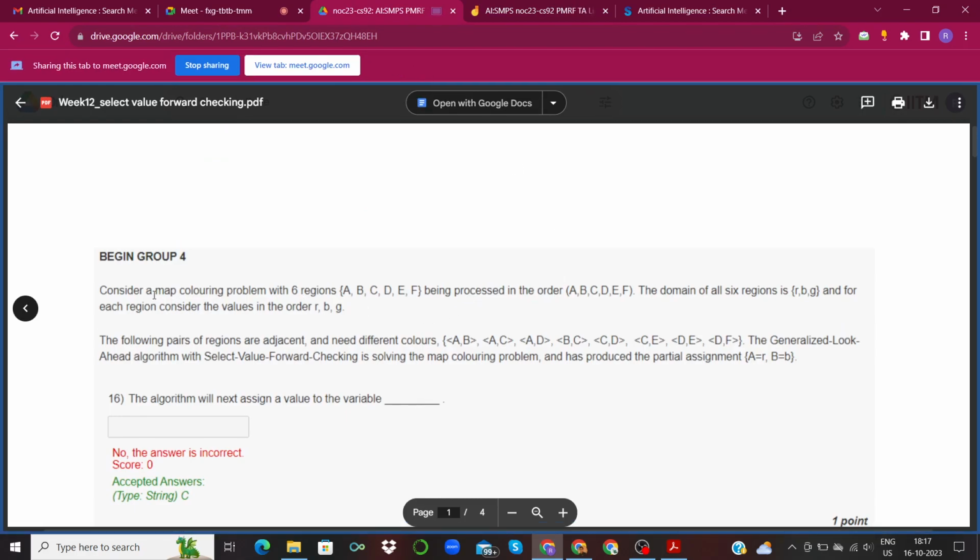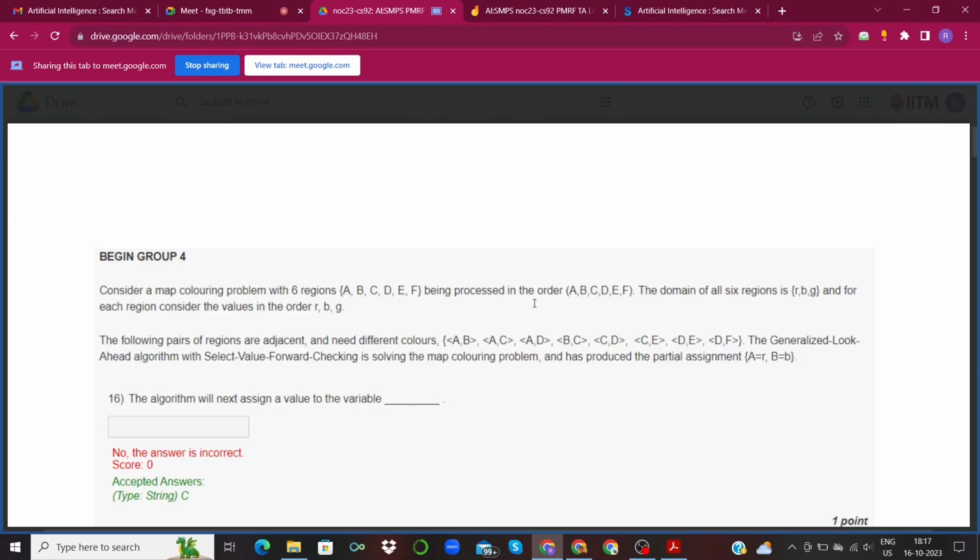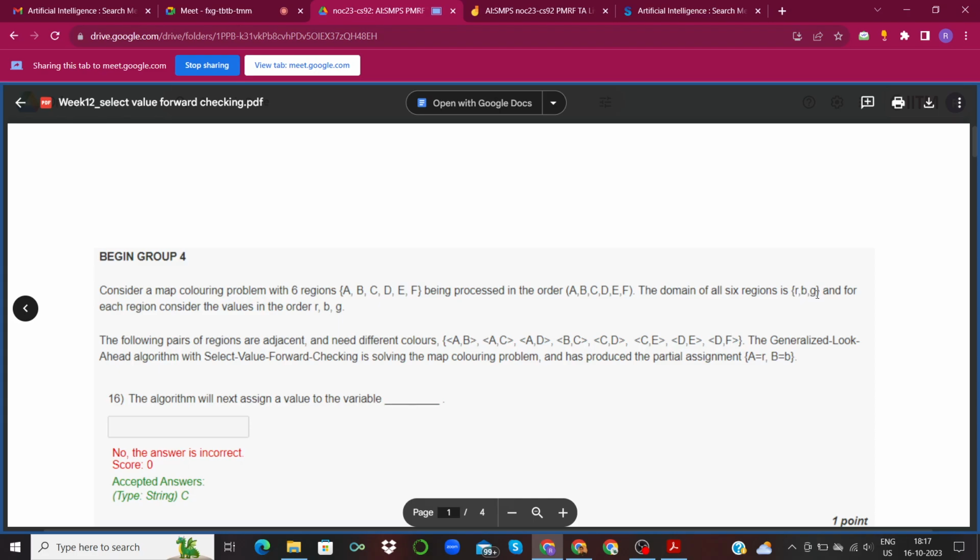And so you are given 6 regions A, B, C, D, E, and F, and you are processing them in a particular order that is also already given to you, right? So you're processing them in the order A, B, C, D, E, and F, which basically means that you assign a color to A first, then B, then C, then D, then E, and lastly F. And the domain of all the 6 regions is RGB, which basically means that all of these regions can take either red, blue, or green as their colors.